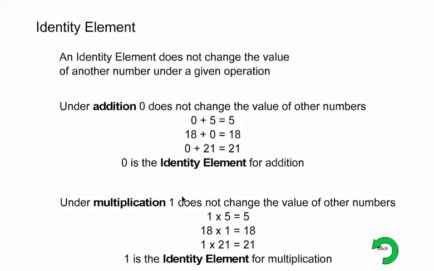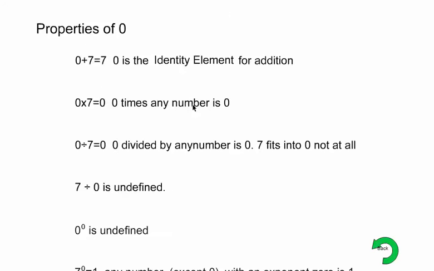Under multiplication, 1 does not change the value of other numbers. So 1 times 5 is 5, 18 times 1 is 18, 1 times 21 is 21. So 1 is the identity element for multiplication. And 0 is the identity element for addition. 0 times 7 is 0. 0 times any number is 0.